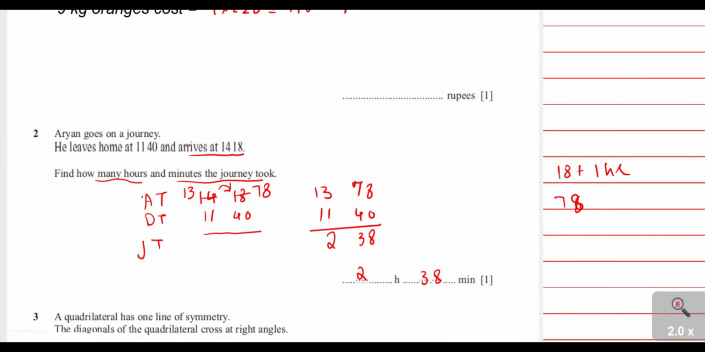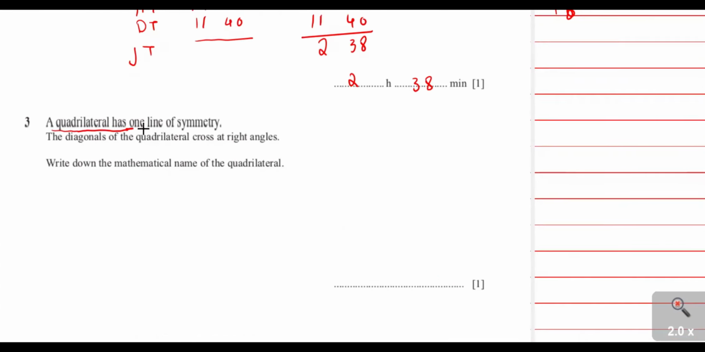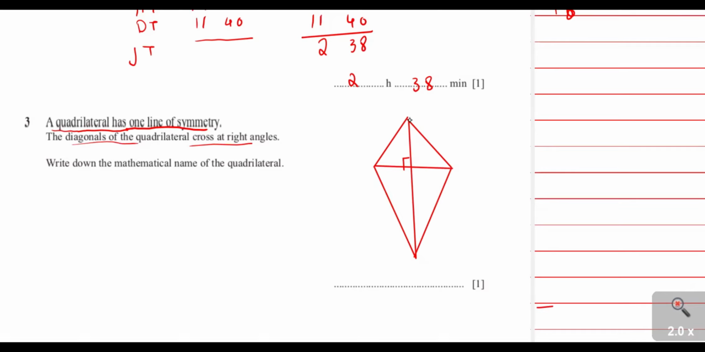And the next question. Question number 3. A quadrilateral has one line of symmetry. The diagonals of the quadrilateral cross at right angles. Write down the mathematical name of the quadrilateral. Look here, this quadrilateral is a kite, and here are two diagonals which intersect each other at right angles. This quadrilateral has one line of symmetry. The name of this quadrilateral is kite. Now we move to the next question.